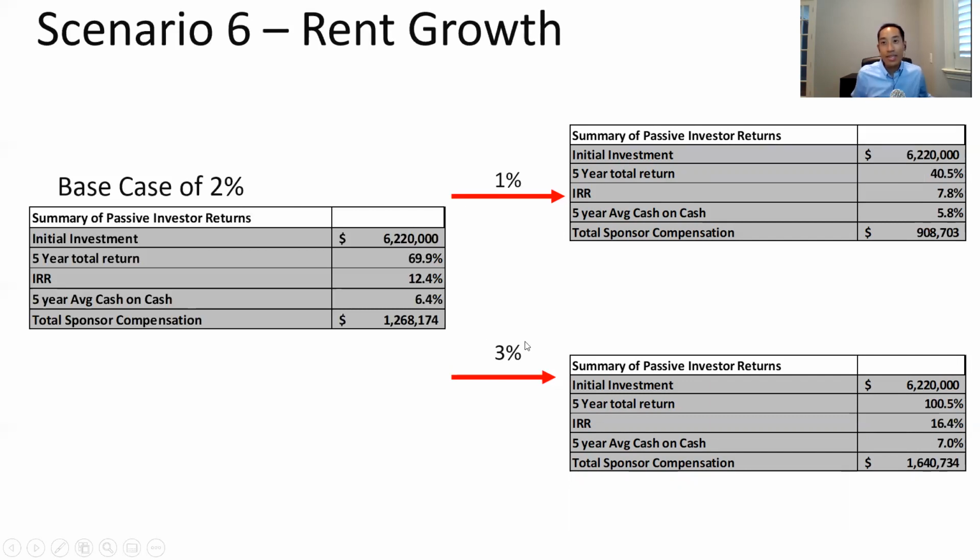But then look on the opposite side, right? You grow at 3%, you're going to hit that 100% total return. So, as an LP, you've got to be careful and really look at the rent growth that people are using. And then also where their base case pro forma is, right? So what are they projecting today? And then what are they growing to? Because that can dramatically impact your returns.